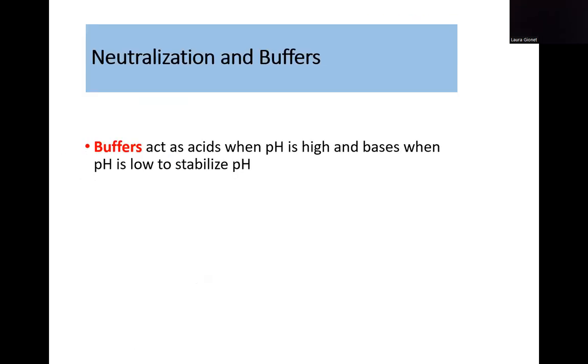Okay, neutralization of buffers. Buffers act as acids when the pH is high, and bases when the pH is low, to stabilize the pH. So buffers essentially are designed to help maintain a particular pH of a fluid. Some buffers are good at keeping certain fluids, let's say, at a pH like blood of 7.35 to 7.45, or they can act to help maintain a pH of maybe 8.5 or 4.2. It just depends. Right? But they help to stabilize a particular pH.